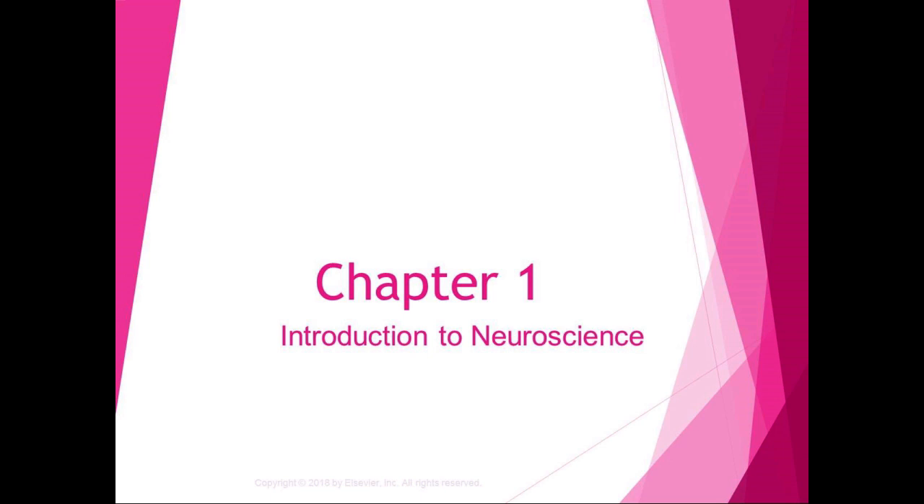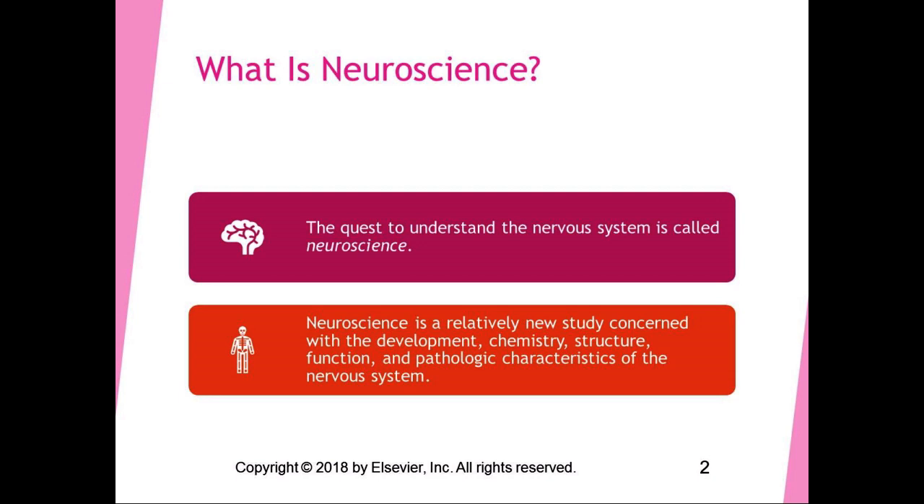So, what is neuroscience? Our text says it's the quest to understand the nervous system. Totally makes sense, right? Neuroscience is a relatively new study concerned with neural development, chemistry, structure, function, and the pathologic characteristics of the nervous system. So, it involves chemistry, it involves psychology, and it has gone to a neuroscience view, really. And it involves rehabilitation, certainly. So it's sort of where all of this intersects.